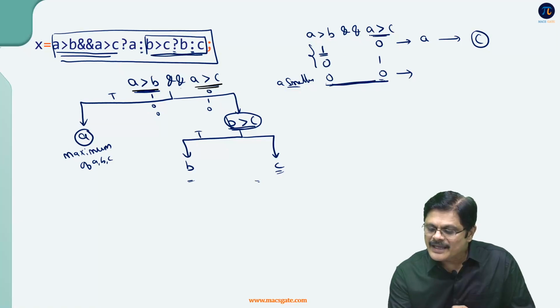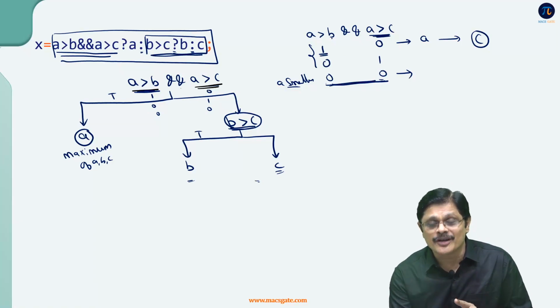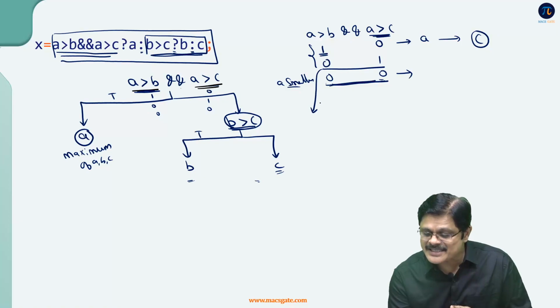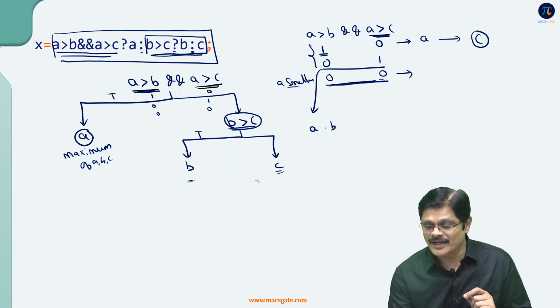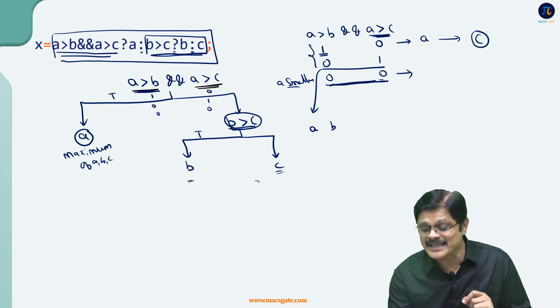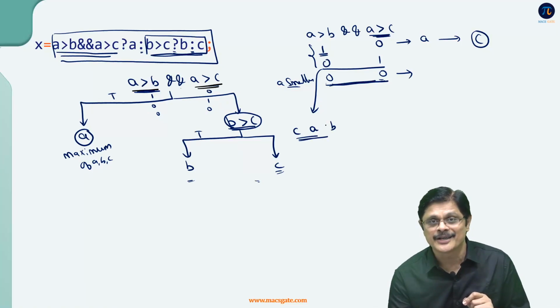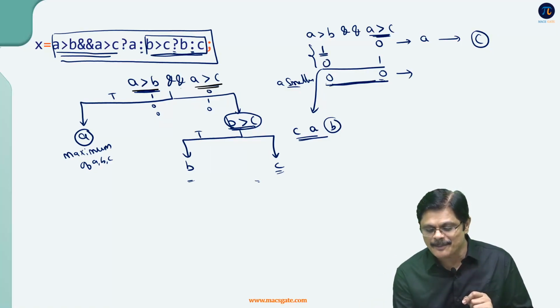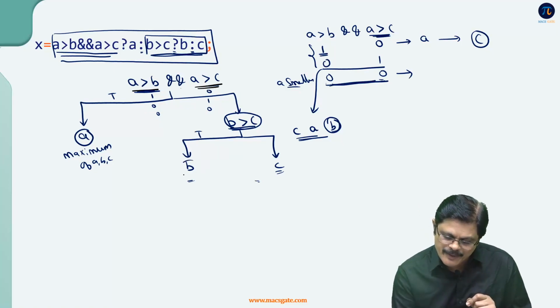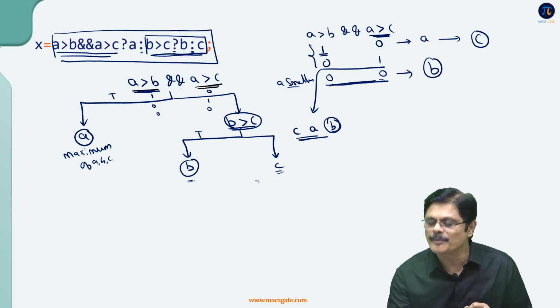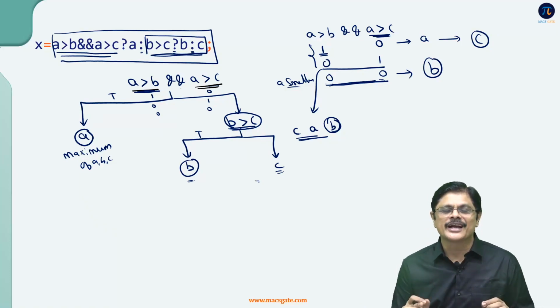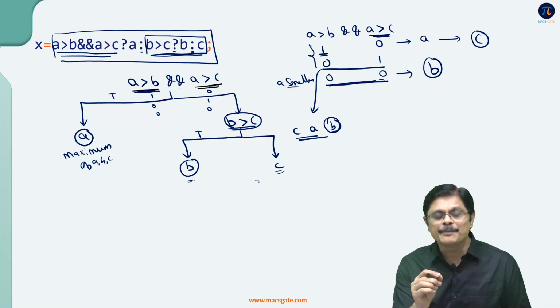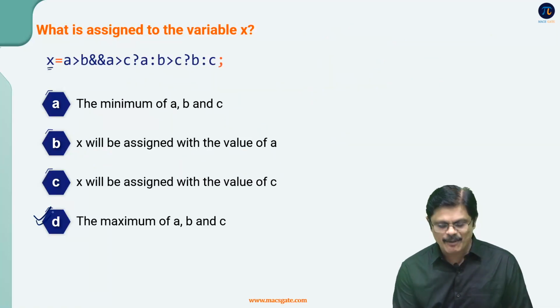Now let us see the case where a greater than c is true, but a greater than b is false. In this particular case, a greater than b is wrong, that is b is larger than a, and a greater than c is true, so a is greater than c. So b will obviously be larger. When you check b greater than c, it is true, so b will be the output. So in any case, you are going to get the maximum of 3 numbers. It is a very beautiful code which gives the maximum of 3 numbers.